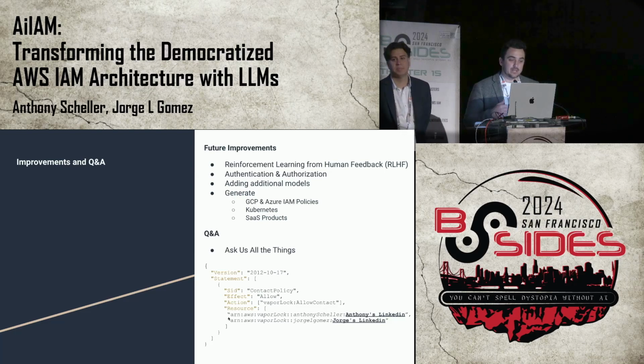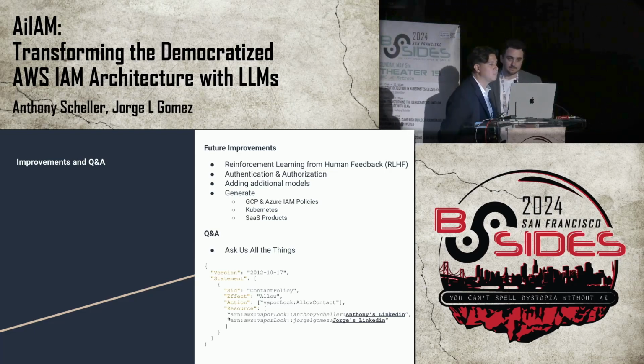And then looking at adding additional models, right? So instead of using GPT 3.5 Turbo, you can use a different model, maybe one of the open source models, and train it more specifically on the IAM policy documents and all the documentation accordingly. Last bit here: this is really AWS specific to begin with, but we want to start branching out as well and add support for GCP, Azure, and Azure IAM policy rendering, as well as Kubernetes RBAC, and then some additional SaaS products.